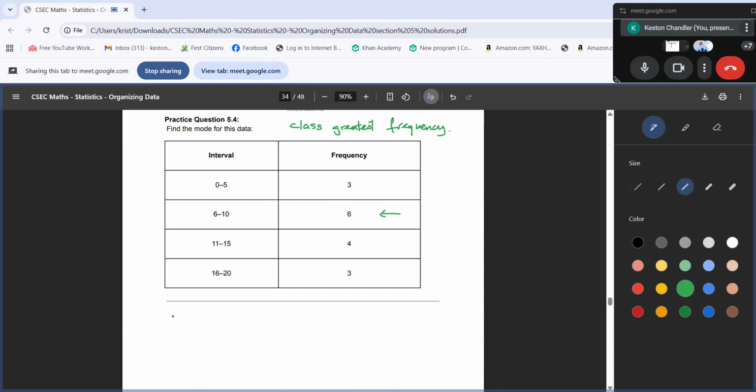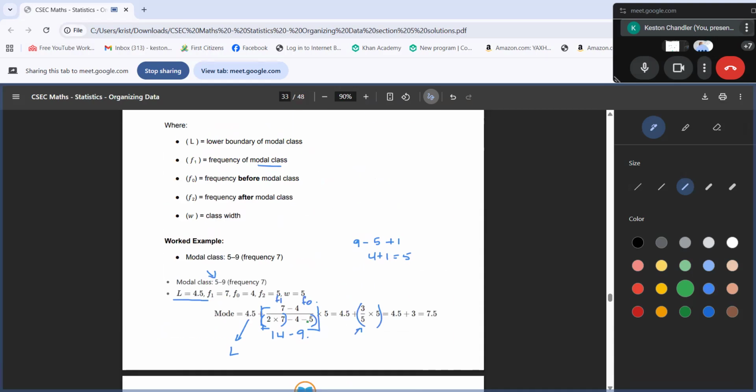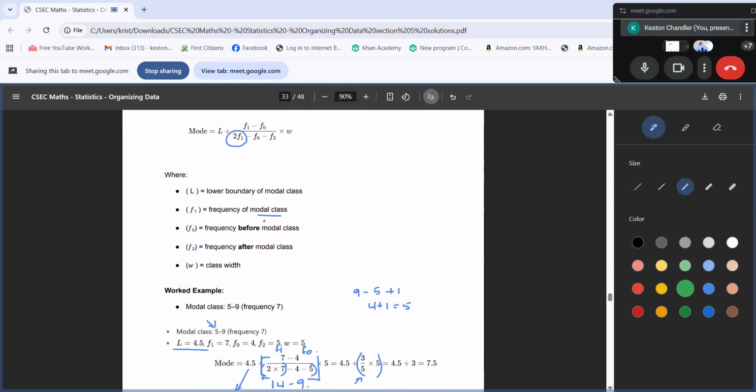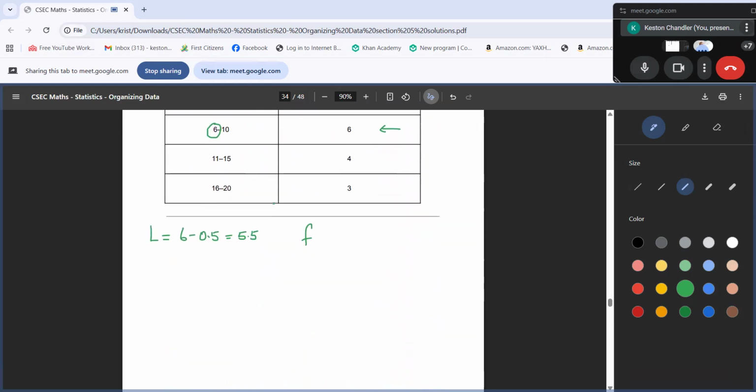Now let's think about the different values we need. We need an L, which is our lower class boundary. So 6, which is my lower limit, minus 0.5 will give me 5.5. So that's my L value. My F1, right? F1 in the formula here. F1 minus F0 and F2. F1 is my frequency of the modal class, which is 6.